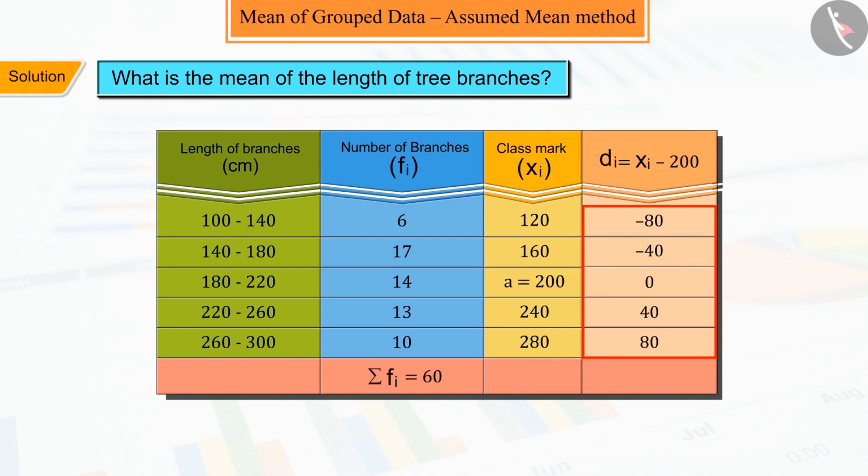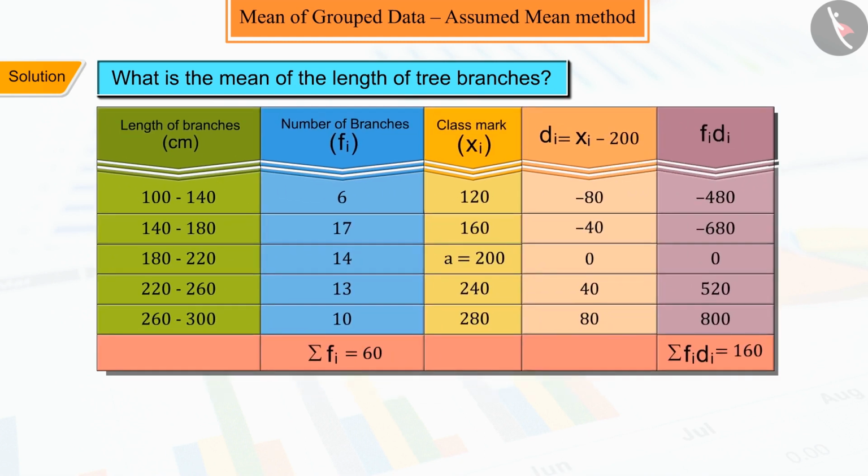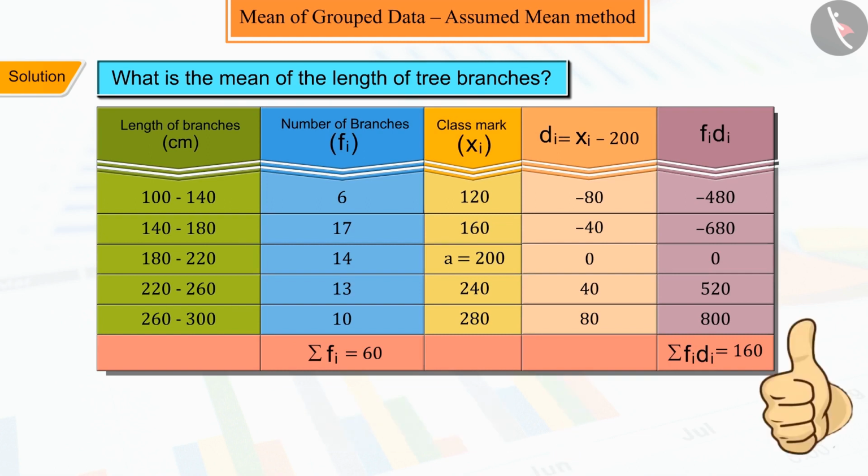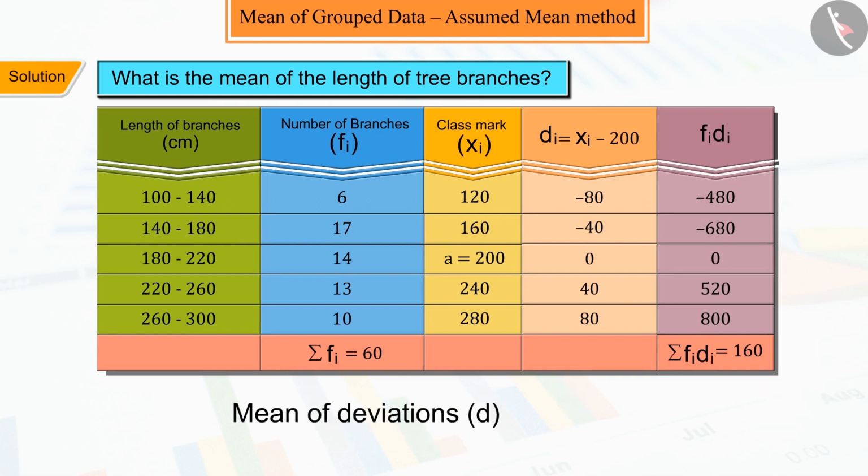where we multiply each di by its corresponding frequency fi, which gives the product fi di, the sum of whose products are represented in the table below. So can you find the mean of the deviations? Correct. To find the mean of the deviations, the sum of the product of fi di is divided by fi.